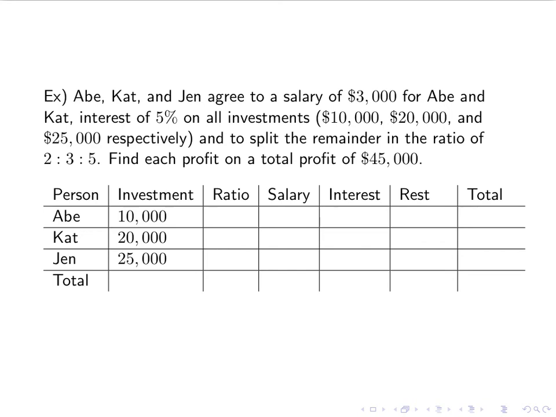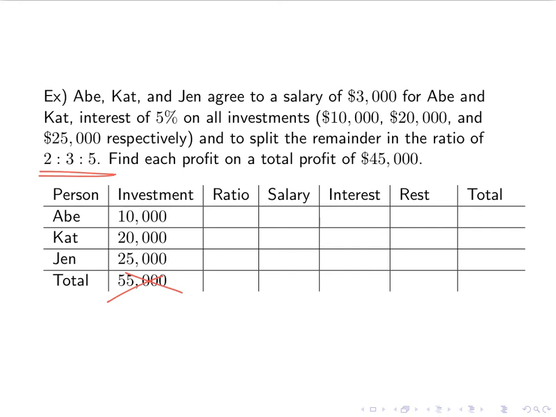So again, we're going to start with our table. So person, investment, ratio. And again, those are the ones that are not part of the total. And then we have salary, interest, the rest or the remainder, and then the total. So here I have an extra column with interest. Okay. So I put in all their investments, and then I add up the total. And then for this question, I actually don't need the total investment. It's not important at all because the ratio is just 2 to 3 to 5. But I'm going to include it anyway.